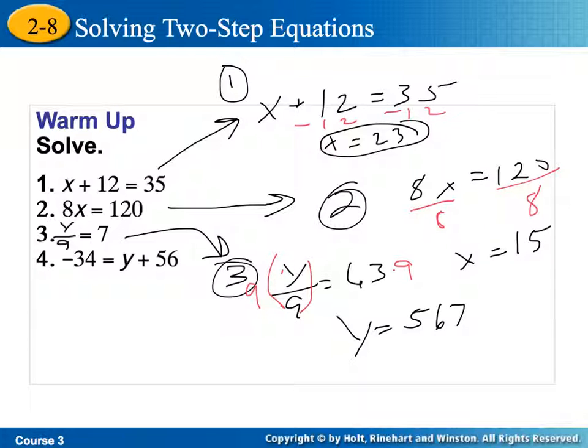Last one, number 4. Again, negative 34 equals y plus 56. It doesn't change our thinking. Right? So when we do this, inverse operations, you subtract 56, and when you do that, remember, negative 34 minus 56, if you rewrite it and make it look a little easier, add its opposite, you get a negative 90. Negative 90 for your answer. All right? So those were our 4 warm-ups.